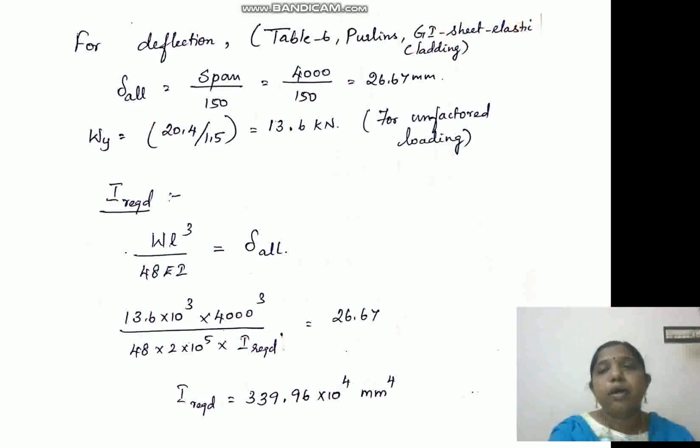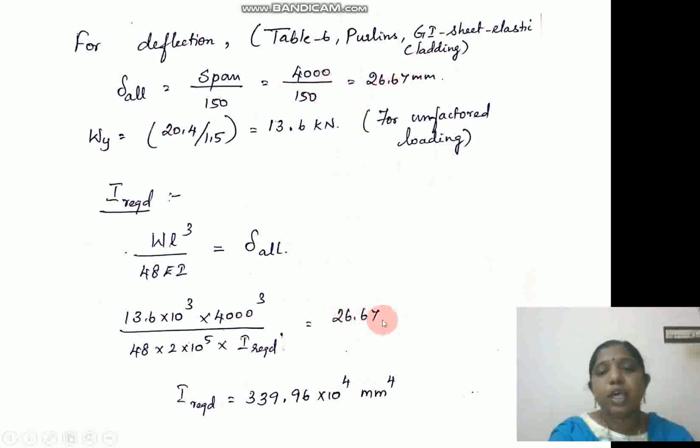The problem statement itself tells you that it is a GI sheeting. Therefore, for GI sheet, it is an elastic cladding. So for purlins, the allowable deflection is span by 150. So what is the span of the purlin? It is 4 meters. So 4000 divided by 150, this is your allowable deflection.